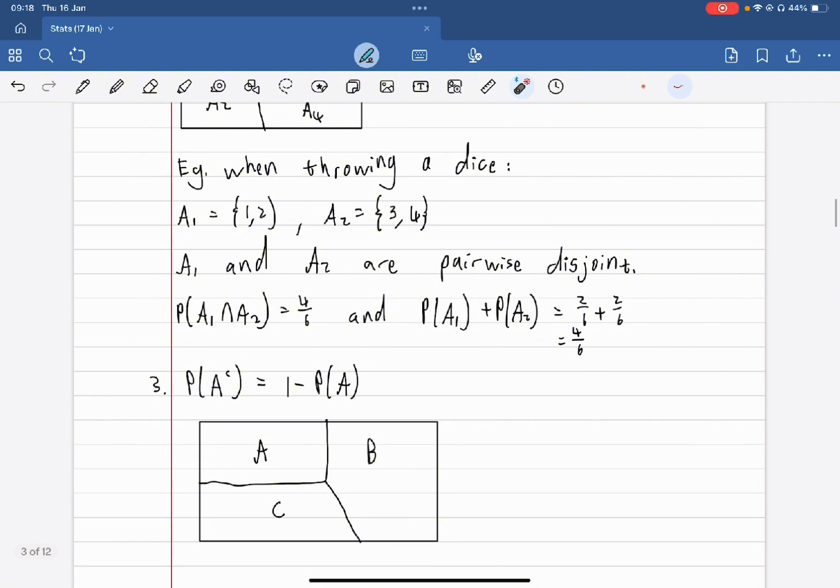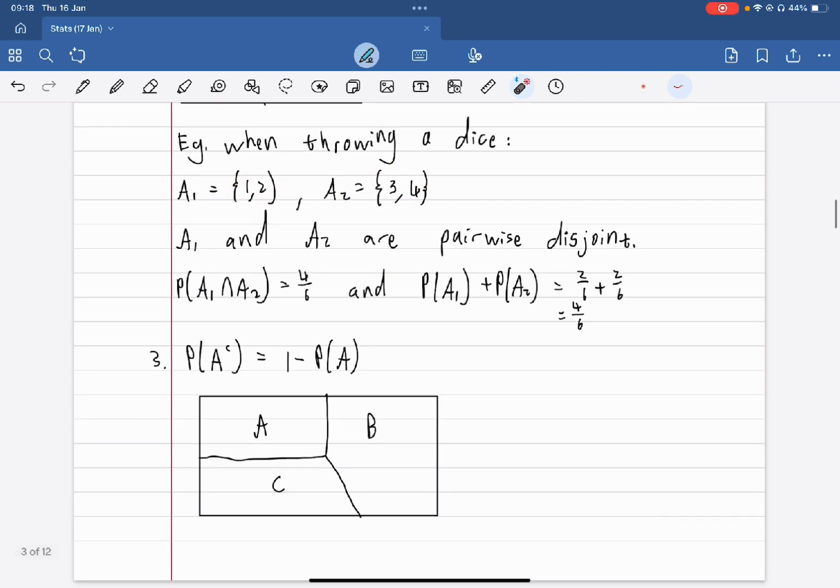As you can see, A1 and A2 are pairwise disjoint. There's no overlap. There's no element that's common between these two sets. So we have the probability of A1 and A2 is going to be 4 over 6, and the probability of A1 plus A2 is 2 over 6 plus 2 over 6, which is 4 over 6. So as you can see, that and that are the same.